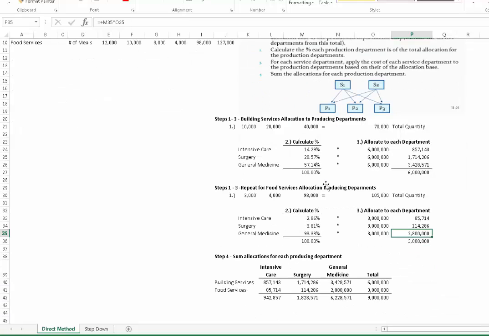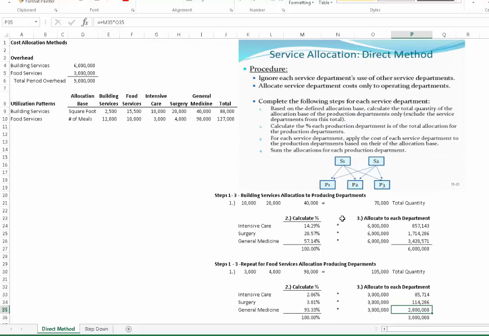We do that down in step 4. The building services and food services are listed here as far as how much they're giving to each of the producing centers. Intensive care picks up $942,000 of the total $9 million cost. Surgery picks up 1.8 million, and last but not least, general medicine picks up 6.2 million. That makes up the total of the $9 million. So this is part 1, the direct method.